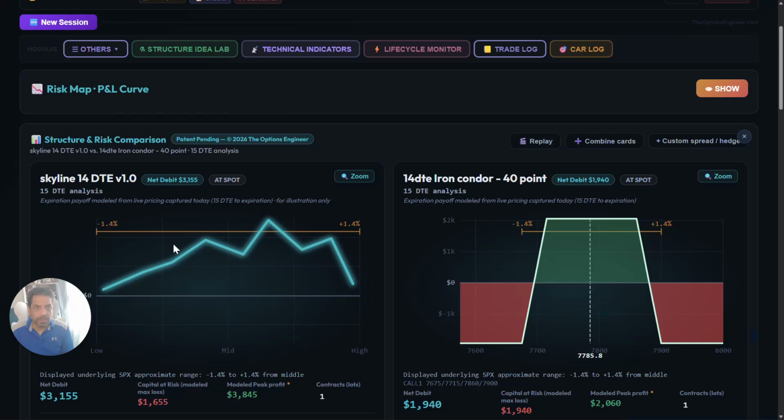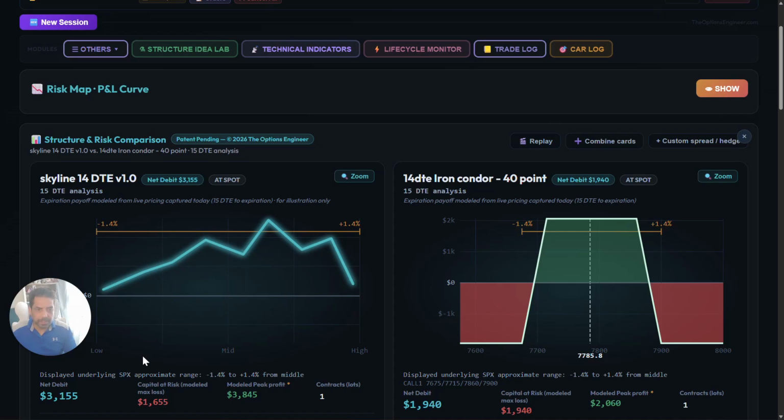We are on the Options Engineering OS. So here we are comparing the payoff graph of the Skyline 14DTE version 1.0 and 14DTE Iron Condor 40-point, starting from the spot of the market, and the wings are 40 points wide here. You can see 7675, 7715, and 7860, and 7900. Both of them have a similar range.